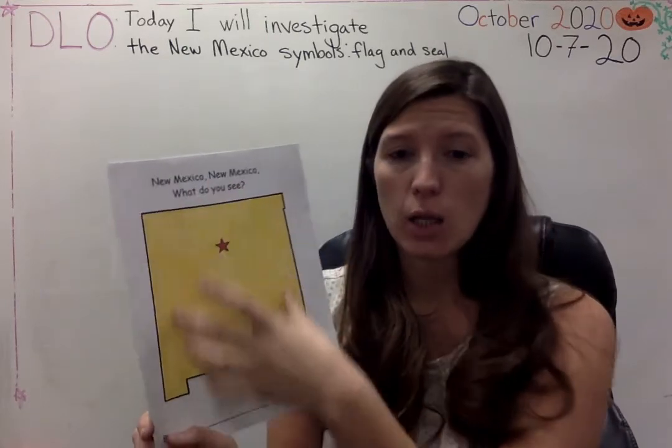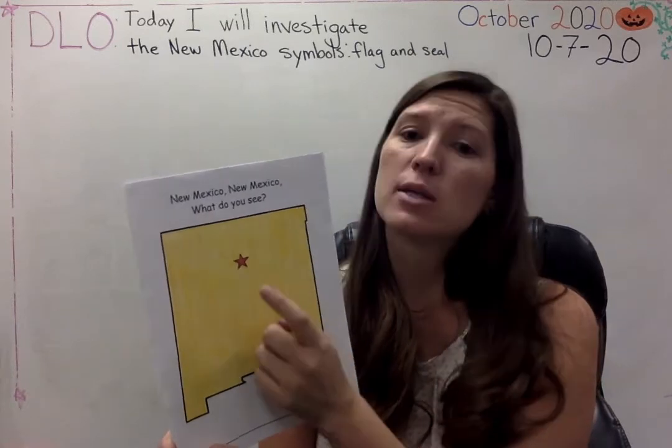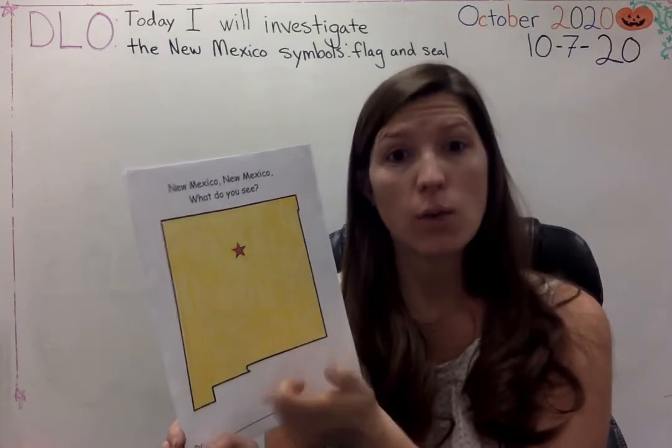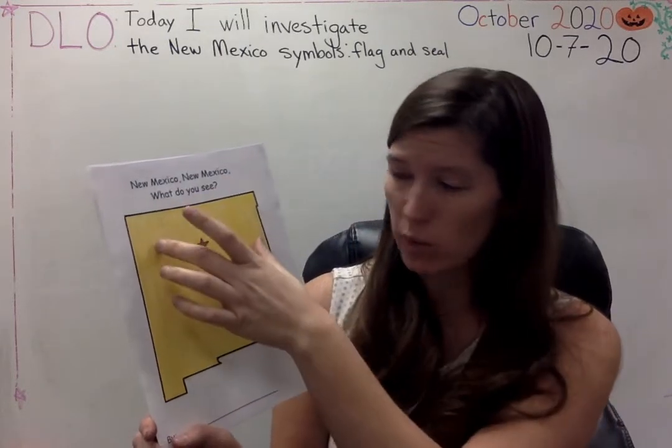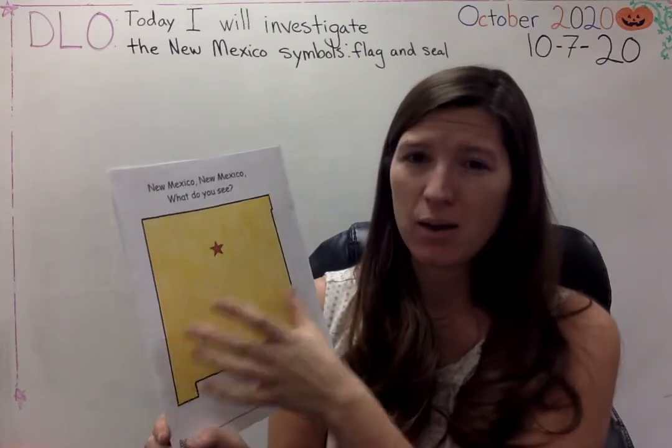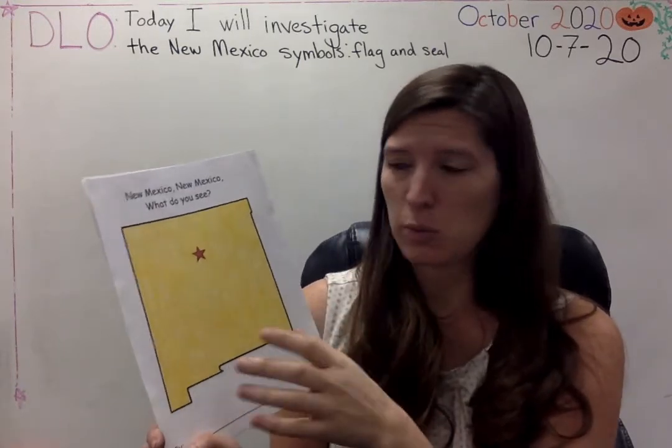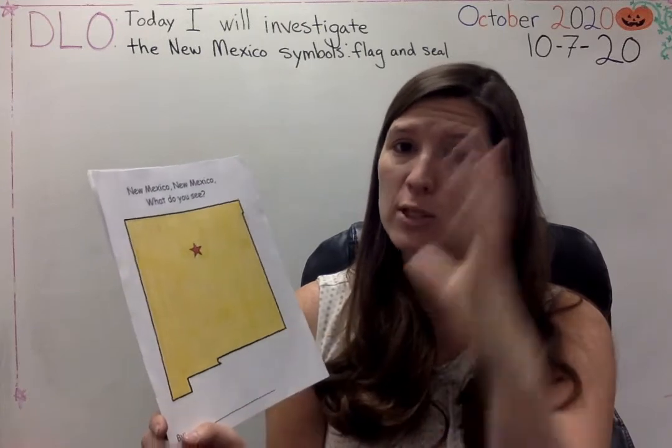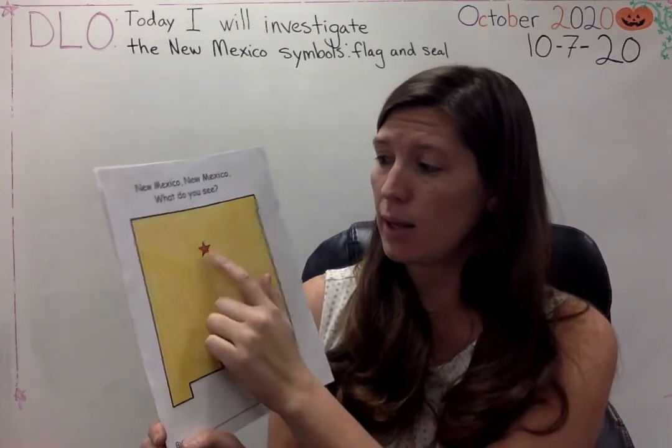Today you're going to be coloring this yellow and red because our state colors are yellow and red. So with a crayon, it works best with a crayon. A marker will bleed through. You don't want to use a marker. I would use crayon or colored pencil. If you use a colored pencil, it might get down to a little nub.